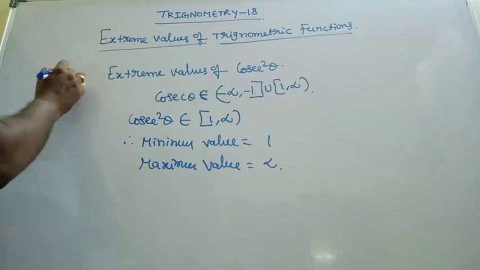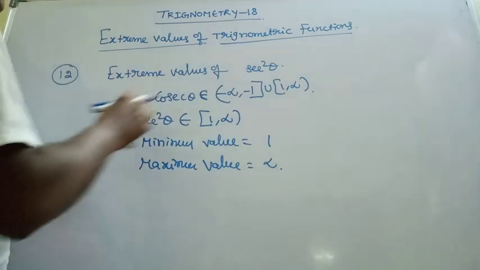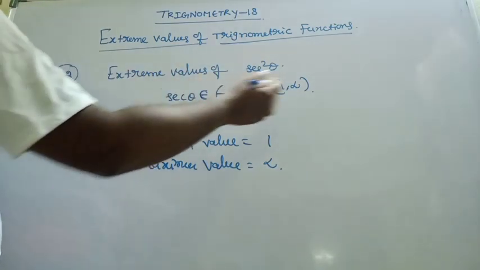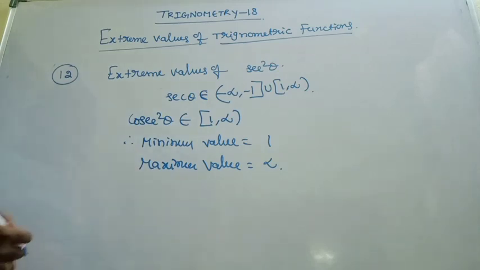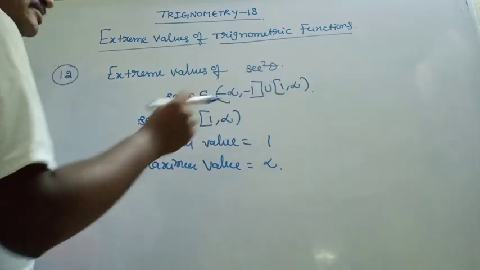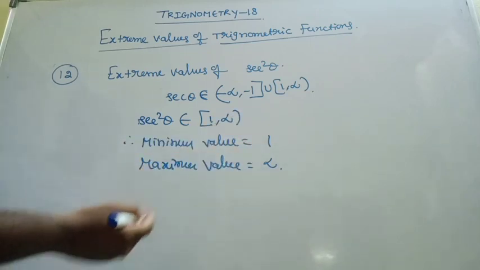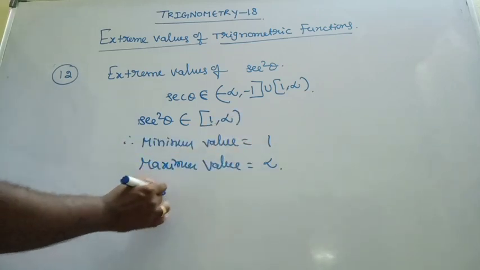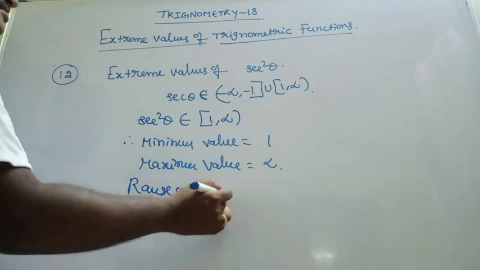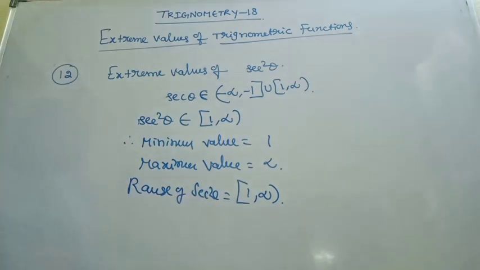Now the 12th one, the extreme values of secant square theta. The same logic will be applied here also. Secant theta belongs to, and secant square theta is now 1 to infinity, minimum value equal to 1 and maximum value equal to infinity. Therefore, the range of secant square theta is nothing but 1 to infinity. Like this, we are having these different types of trigonometric functions, their minimum and maximum values.